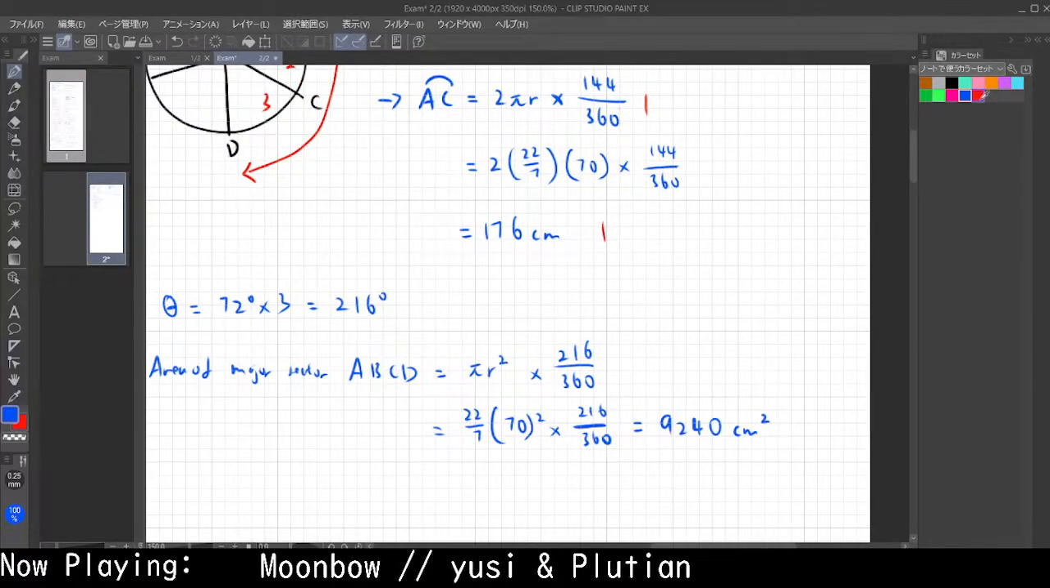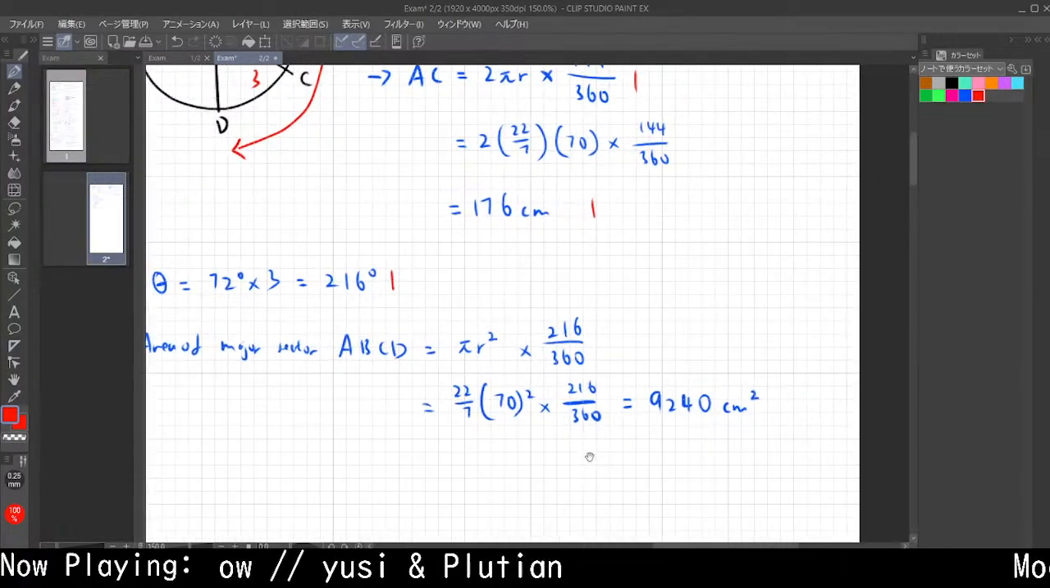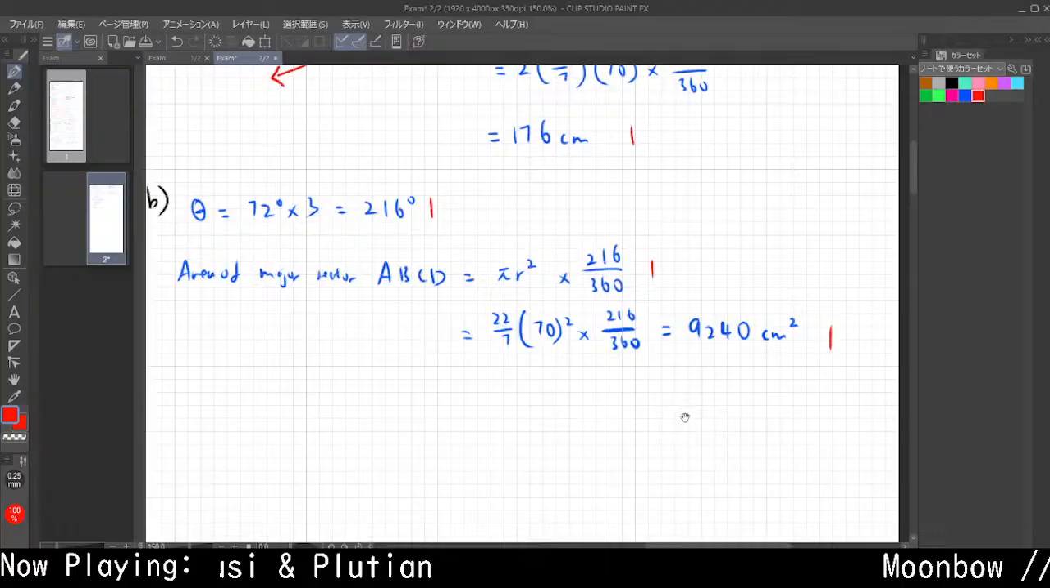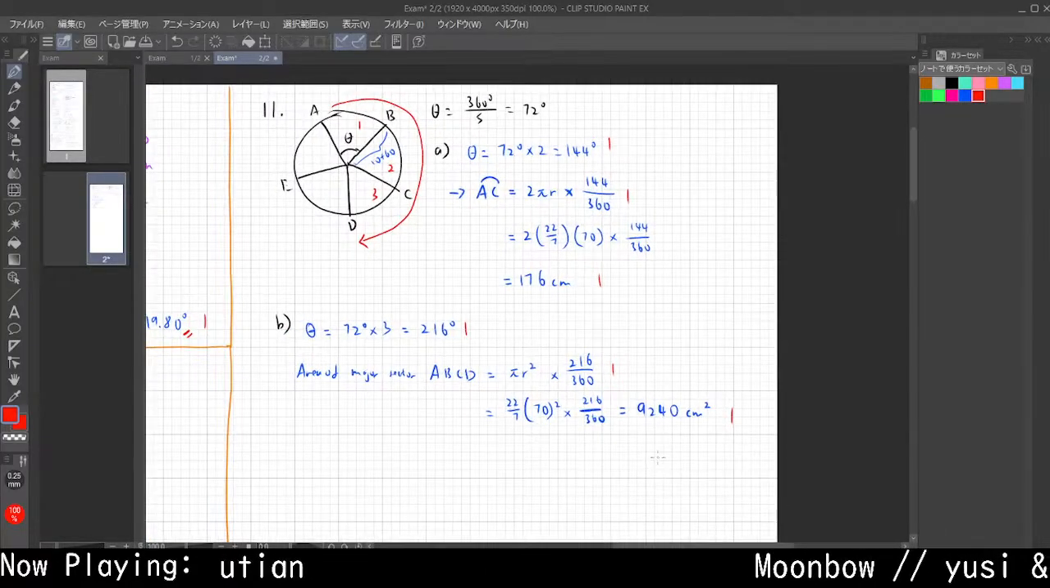Okay, so 3 marks. A degree 1 mark, this one 1 mark, this one 1 mark. Okay, so total of 3 marks, total of 6. Okay.